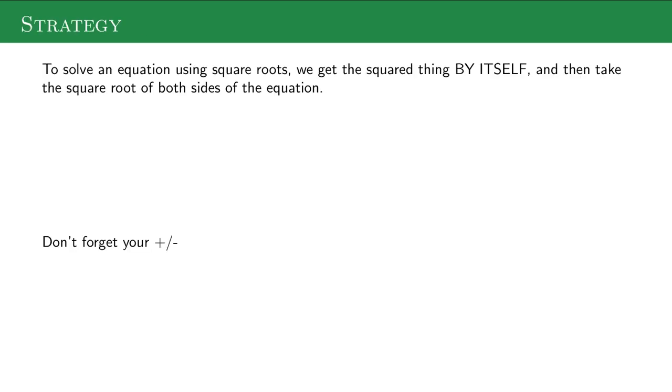All right, the strategy for solving with a square root: the first thing I do is get the thing squared, and sometimes it's more than just x, but whatever thing's being squared, I get it completely by itself on one side of the equal sign. Don't do square roots until it's by itself, and then you take the square root of both sides of the equation, and don't forget your plus or minus.